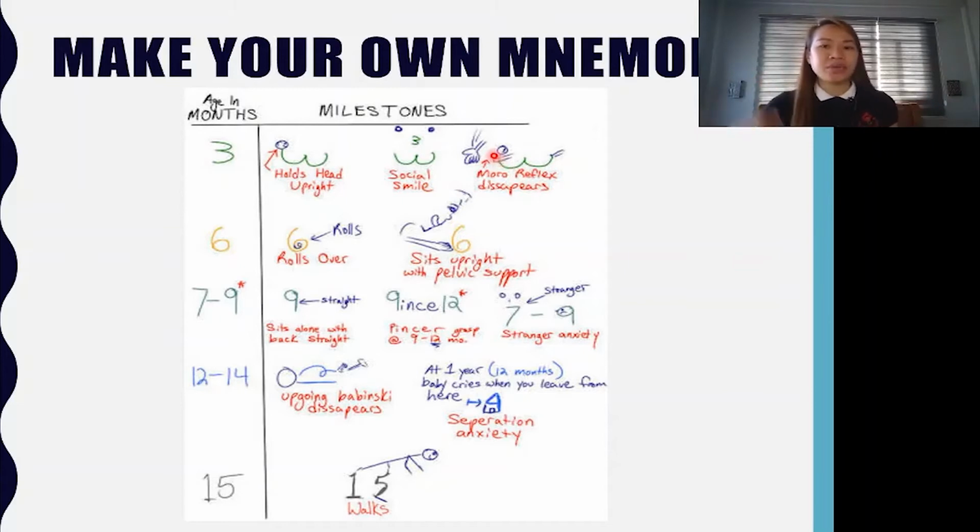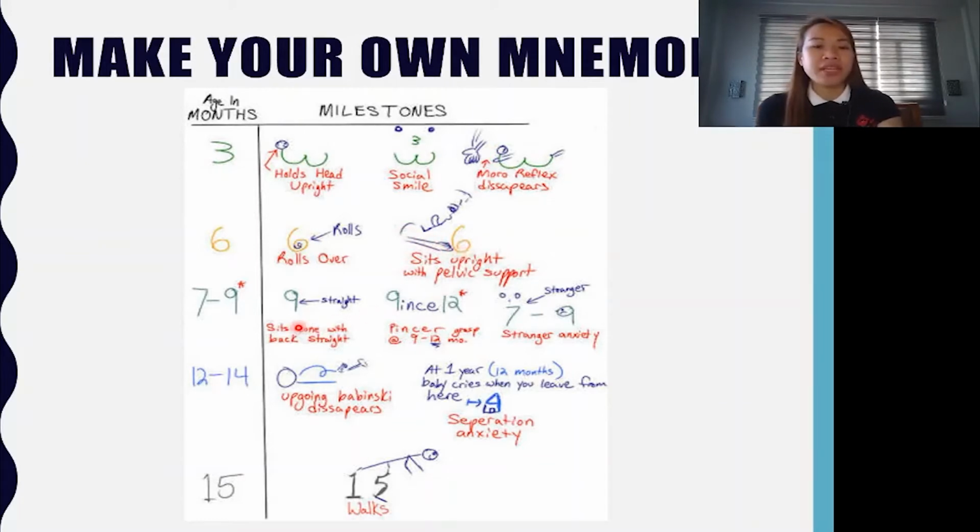Nag-extend and flex yung kamay niya kapag naggugulat sila. So the Moro reflex will start to disappear at 3 months. So by 4 months, nawawala na siya. Okay, 6 months, they start to roll over. And then they can sit upright but with pelvic support, diba? Meron dapat siyang tripod position.